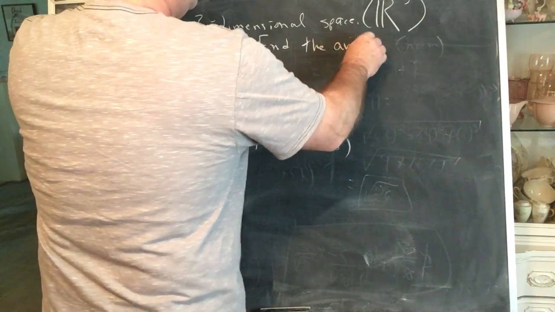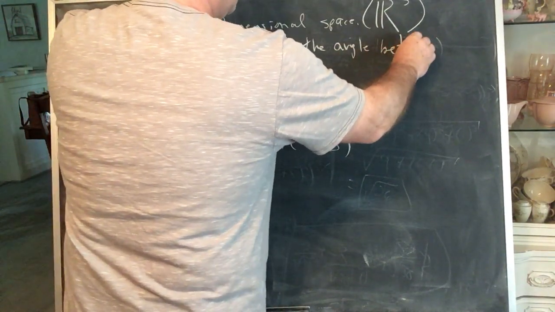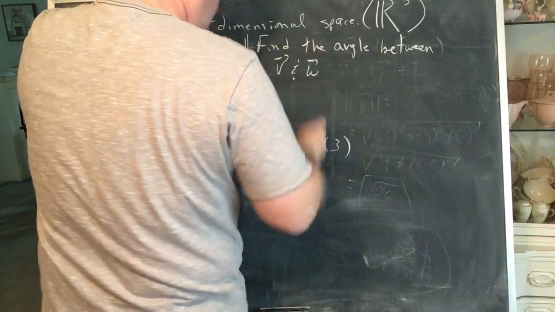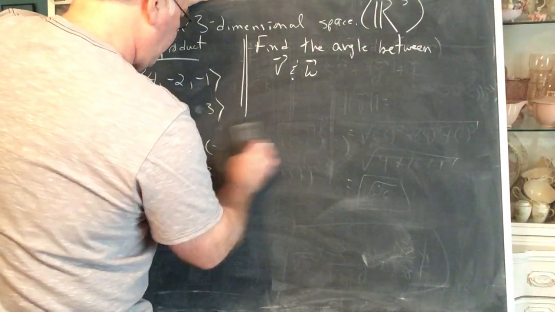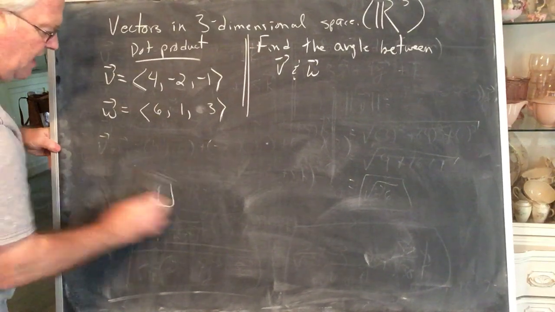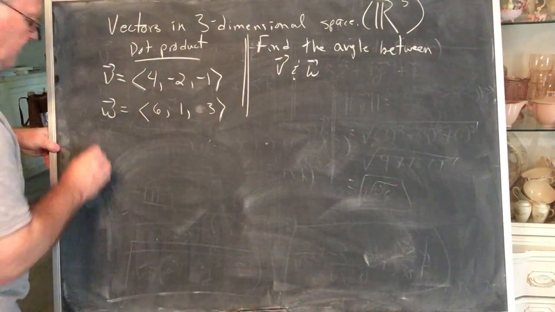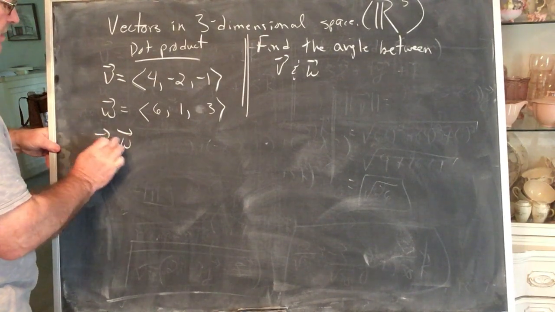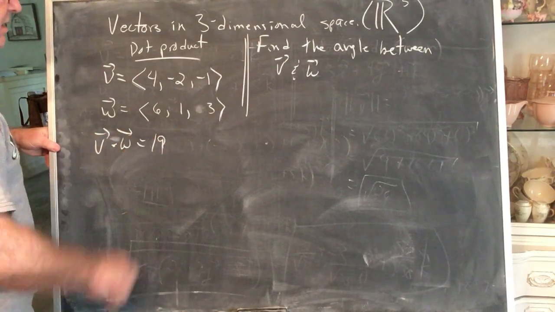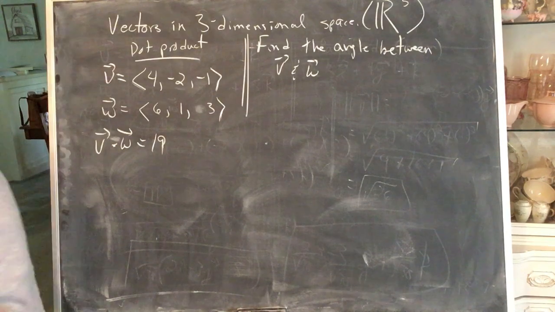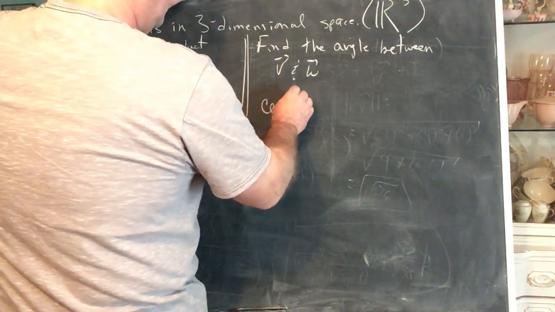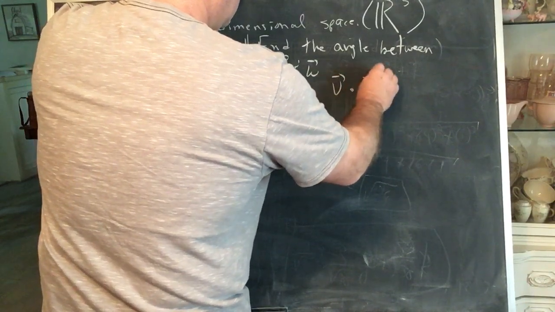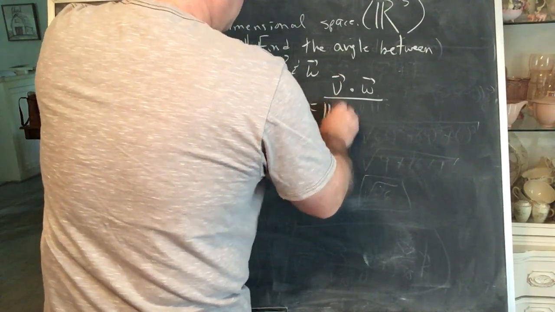the angle between V and W. I'm going to erase some of this. I'm going to keep my dot product. I've established the dot product as 19. It's the same notion as before. We have the cosine of theta is the dot product over the product of the magnitudes.